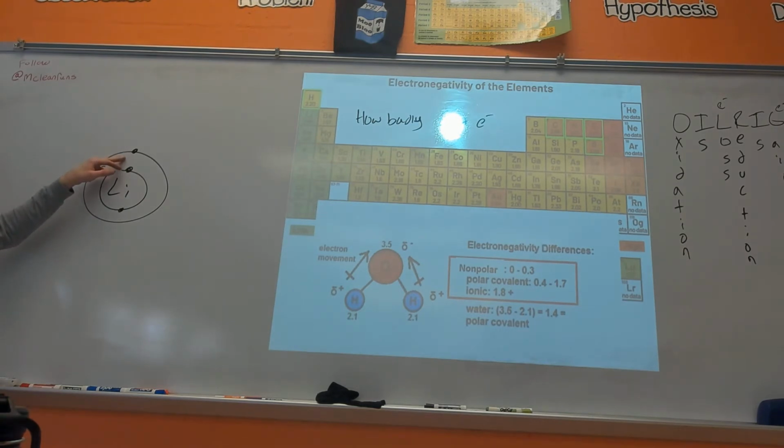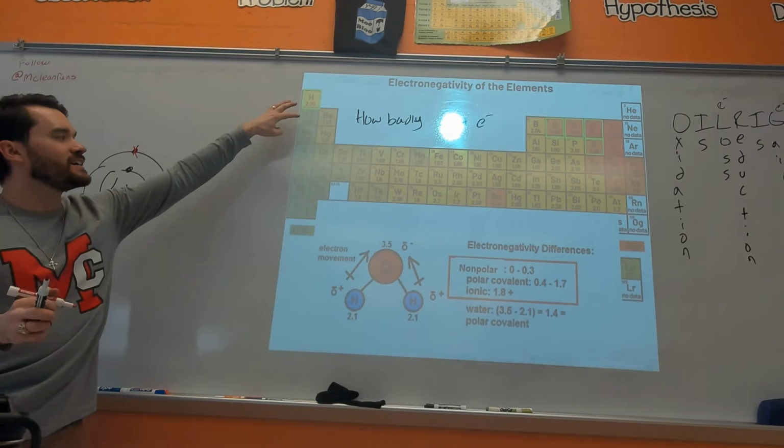Remember? Yeah, the full shell, we usually call it the octet. You get a full shell of electrons. So if you're lithium, there are two ways you can get a full shell of electrons. You could either gain 7 electrons and have an octet, or you could just lose 1.